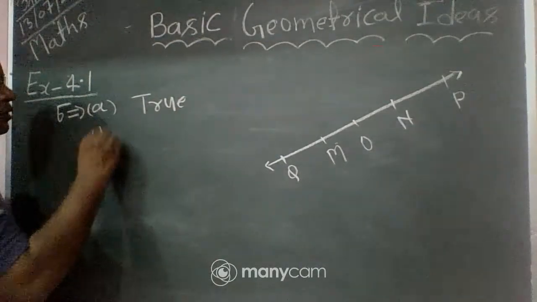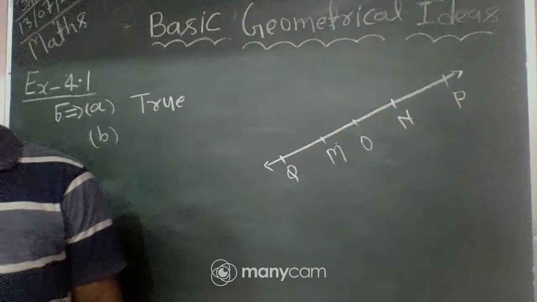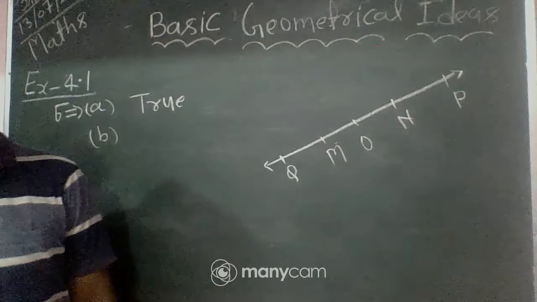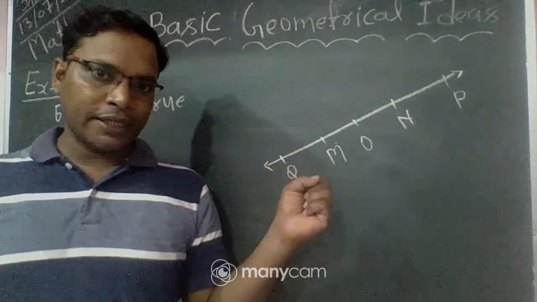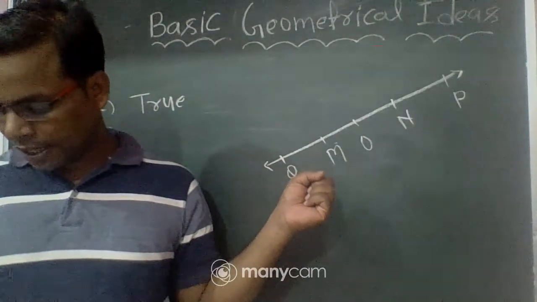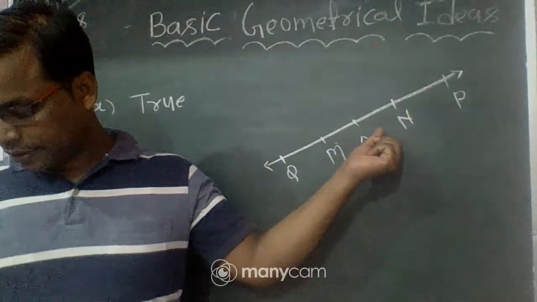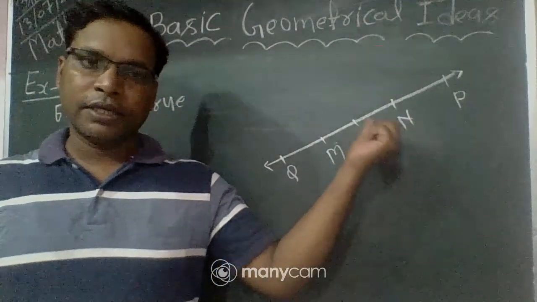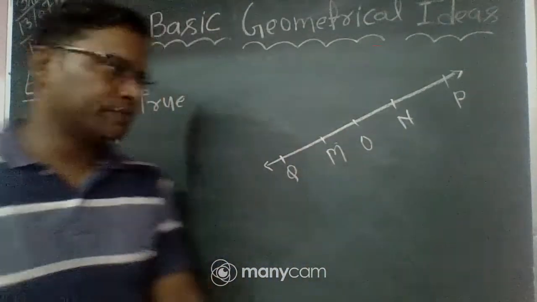Now statement B. What is statement B? M, O, N are points on line segment MN. This is line segment MN. So M, O, N are points on line segment MN. So this is true.